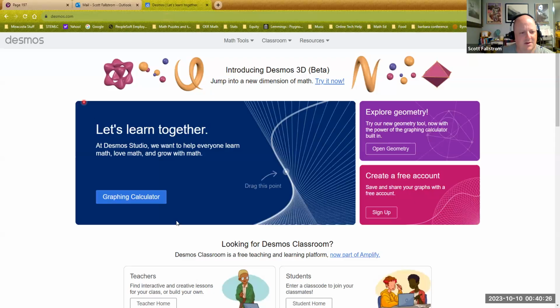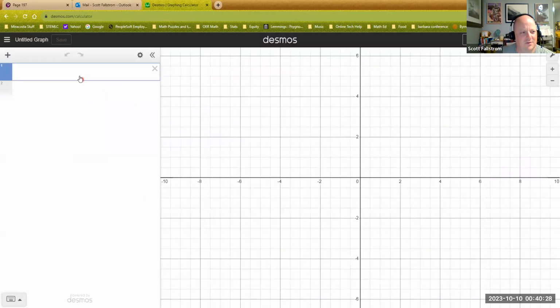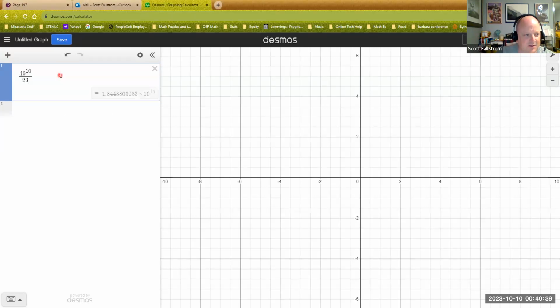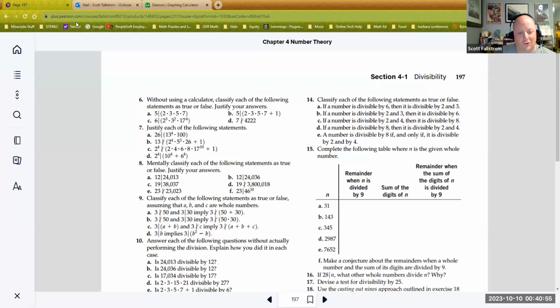Desmos.com. We'll jump to the graphing calculator and we'll say 46 to the 10th power. Yeah, this thing is 16 digits long. My calculator does not show everything. So if I say this divided by 23, I cannot tell whether it divides evenly or not. There's not enough digits here for me to tell. Maybe it looks like it does, but again, this is times 10 to the 15th. So I'd have to move the decimal place 15 times to get that out of the way, which is why calculators aren't great for everything.